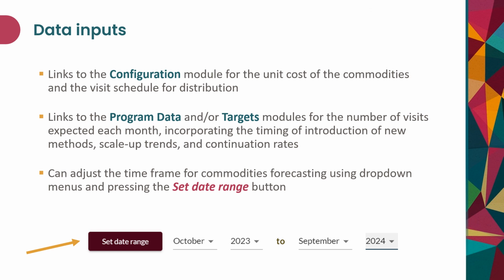Prior program data are entered in the program data section, and the targets module calculates the number of visits expected each month. Using these inputs, the only step necessary on the commodities forecasting page is to specify the date range for which you want to see the commodities forecasting by using the drop-down menus and clicking on the Set Date Range button.